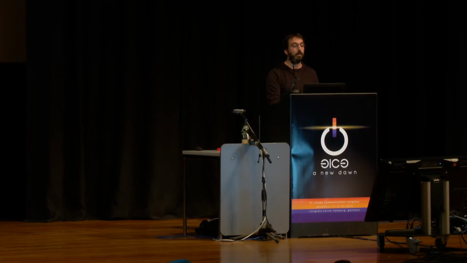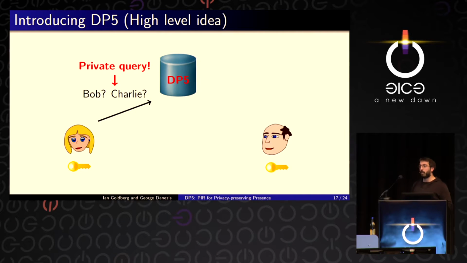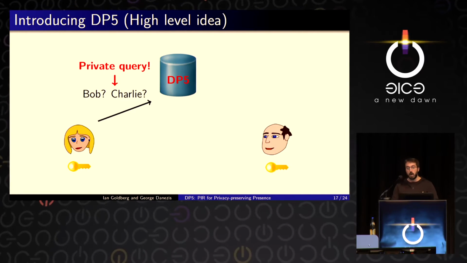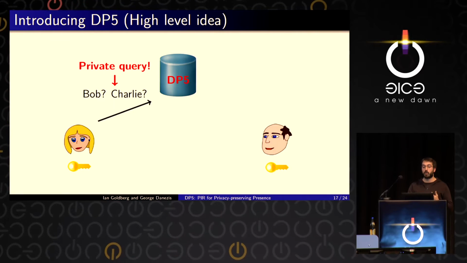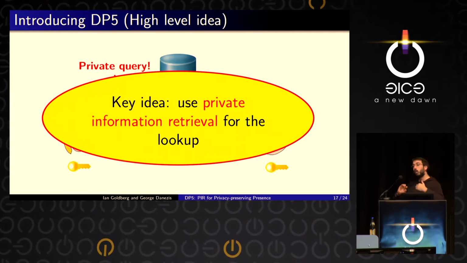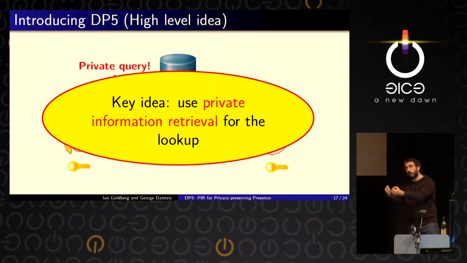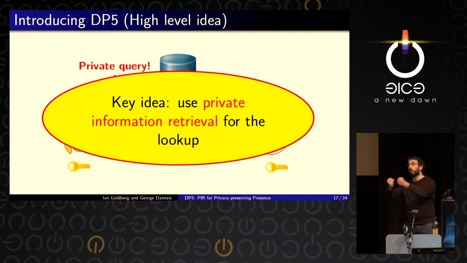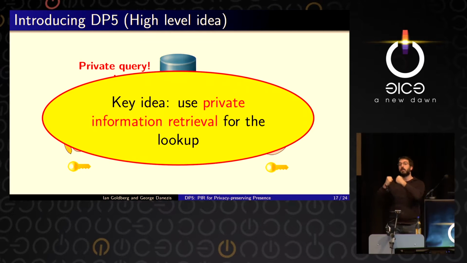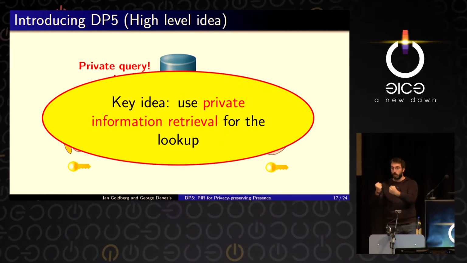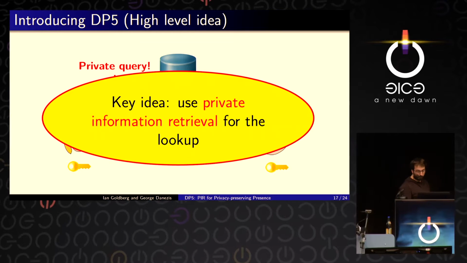And in fact, this is exactly the protocol that Ian talked about before, and the key insight behind the DP5 protocols is that we use private information retrieval to query on Alice's side a record that corresponds to all her friends without letting the infrastructure find out which are those friends.